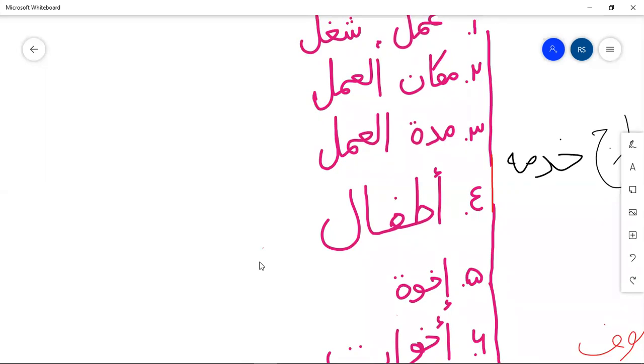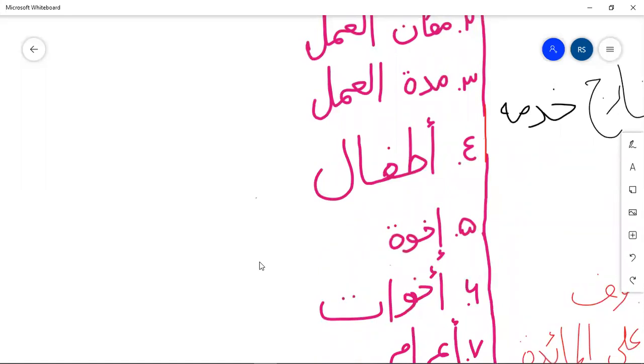How many children do you have? Kam tiflan laki, because with the word kam we always use a singular mansub word. Okay, kam tiflan laki. Li arba'atu atfalin. Okay, li arba'atu atfalin.